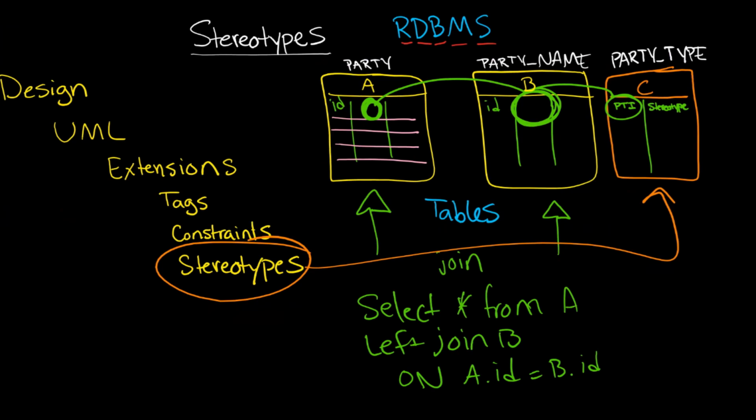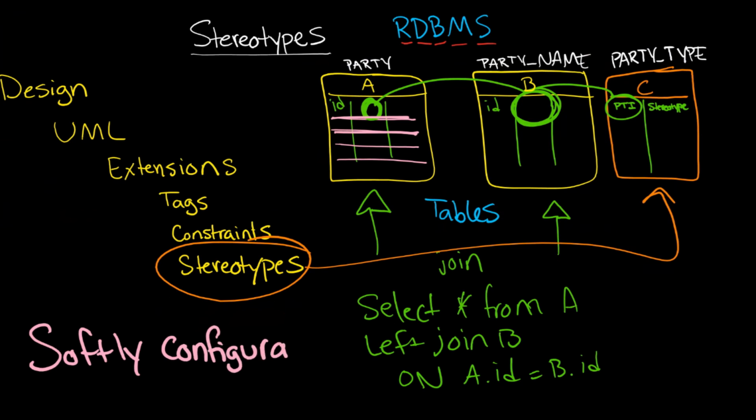So once you bake into the database this idea of stereotypes and types, you don't need to extend out the schema anymore like we were doing before, where you add additional tables and additional columns to existing tables. Instead, you add rows. And this is a feature called softly configuring, or softly configurable. You'll hear the term used with ICFM.